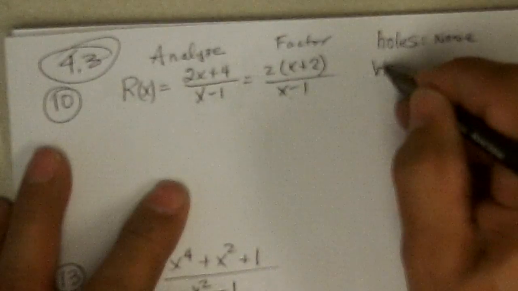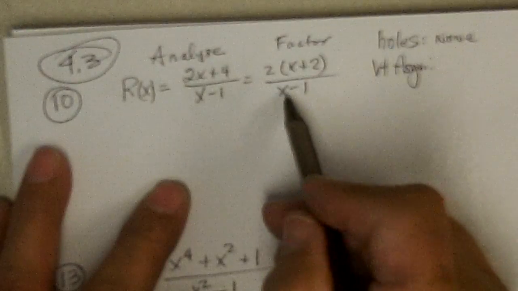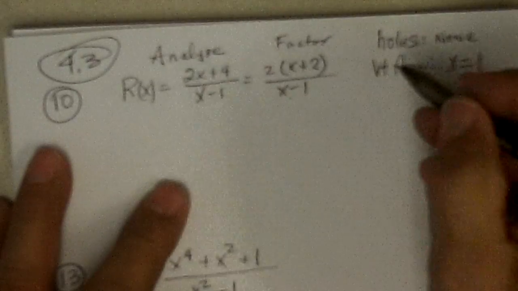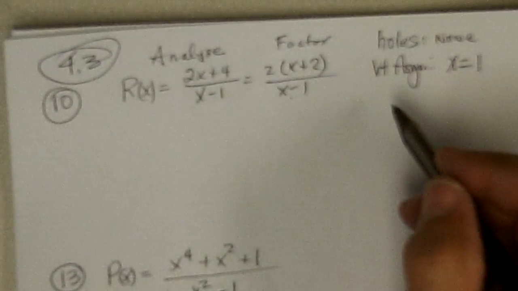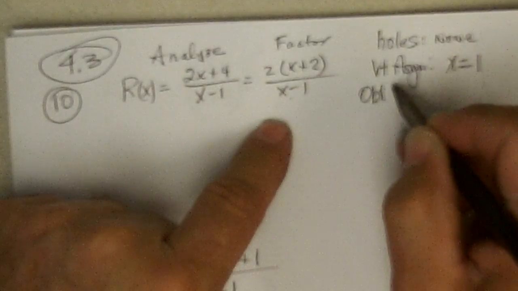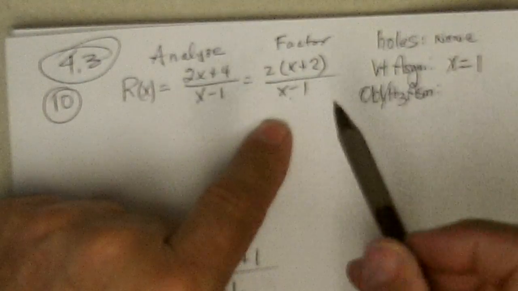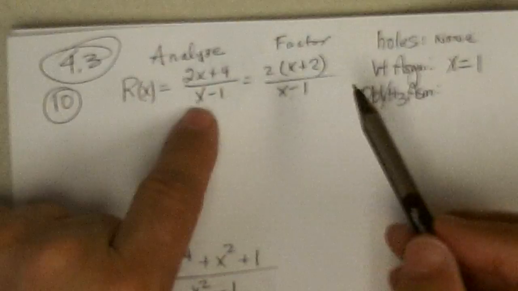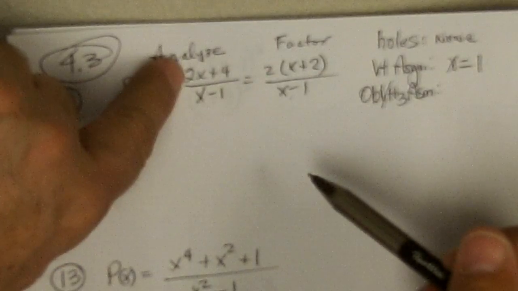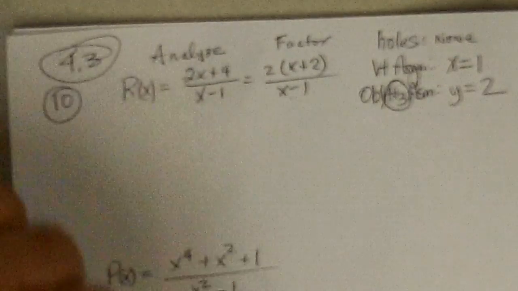So then we look for vertical asymptotes. That would be at 1, and that's a vertical line, so we write x equals 1. Then we check for oblique or horizontal asymptotes. Since the degree of the numerator and the denominator are both 1, we use the ratio of the leading coefficients, which is 2 and 1. So we get y equals 2, and it's horizontal.